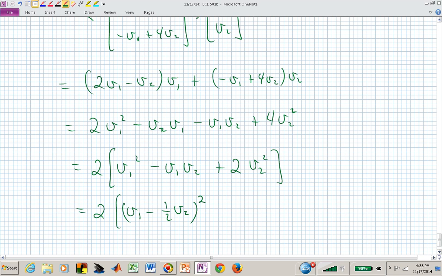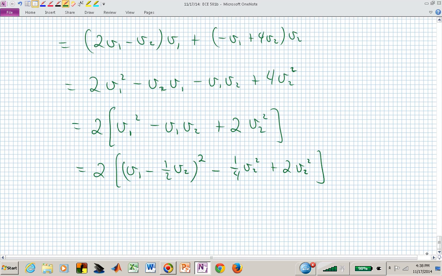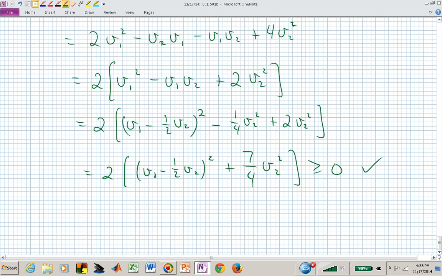If I did that, that wouldn't quite give me that v1, v2, but if I now have that, I now have v1 squared minus 2 times 1 half v1, v2. That's going to give me my minus v1, v2 plus a 1/4 v sub 2 squared, and I need to take that away. Is that better? So now I have what I wanted. Or I now have 2 times v1 minus 1 half v sub 2 squared plus 7/4 v sub 2 squared, which is non-negative.